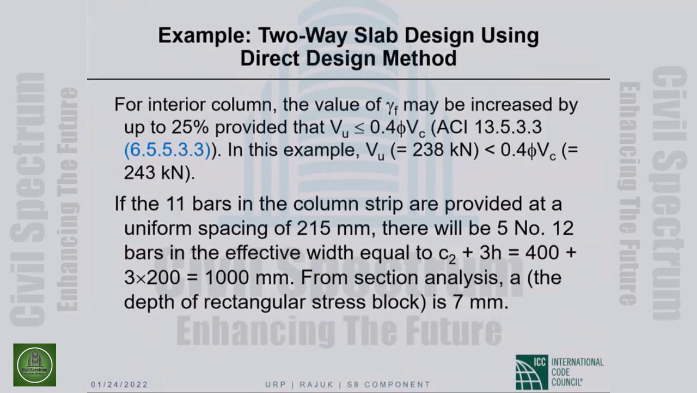You see what I'm saying? We have 11 bars in the column strip. If they're uniformly spaced, the spacing will be 215 millimeters. That will indicate that we have 5 bars within the moment transfer band, which has a width of 1000 millimeters. Now, in that 1000 millimeter width, 200 millimeter deep slab having an effective width of 170 millimeters.